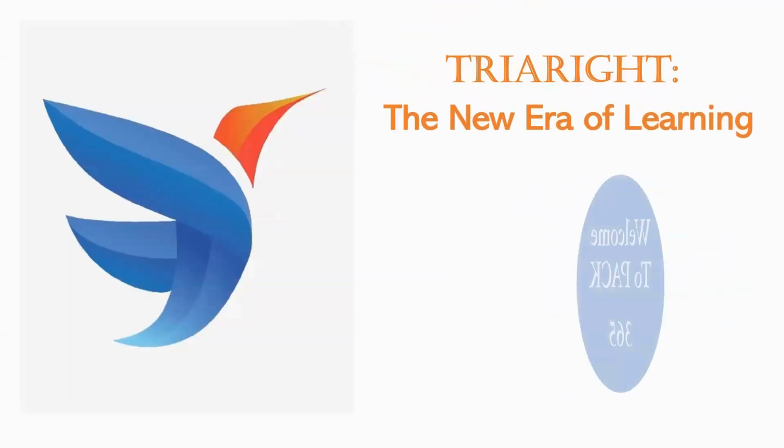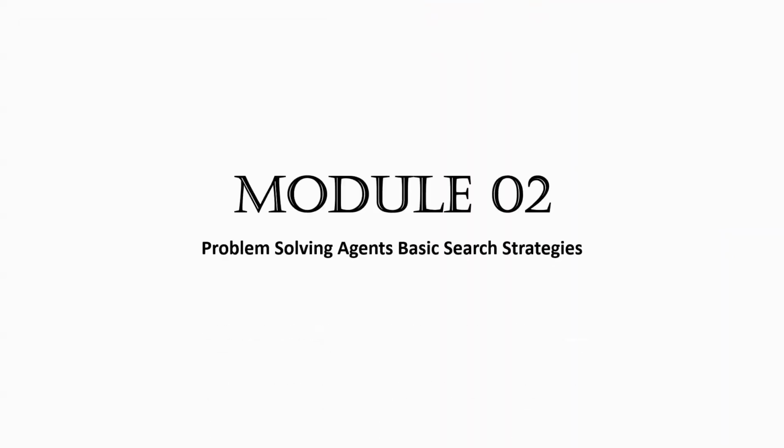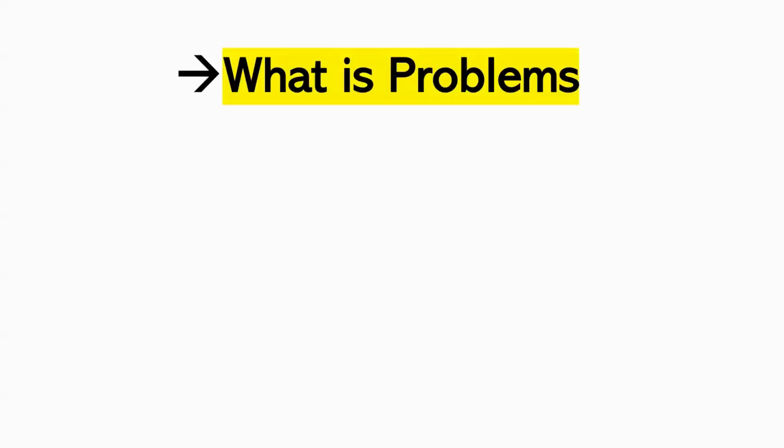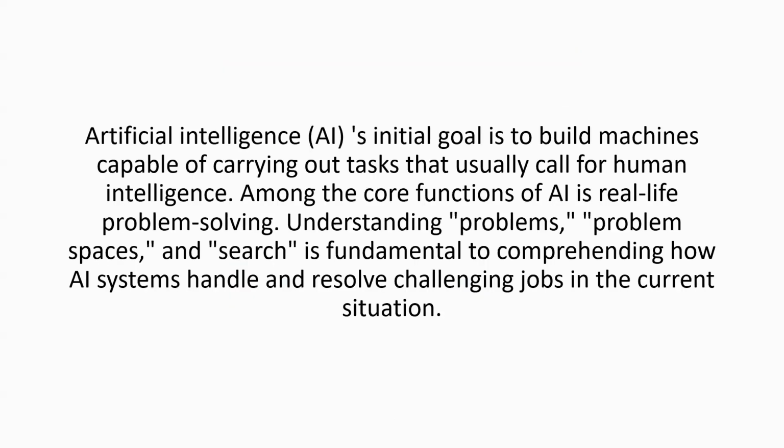This is Pack 365. Let us start with Module 2. In this Module 2, we are discussing problem solving agents and basic search strategy. From this, we are introducing the concepts of what problems, problem spaces, and search in AI are. Now, let's start.